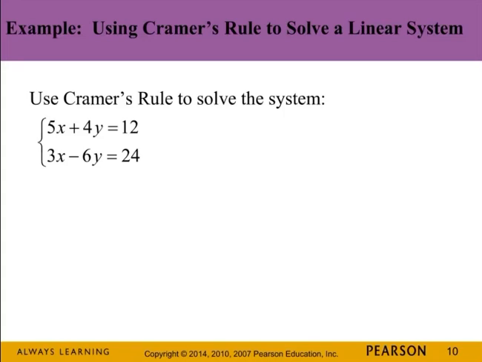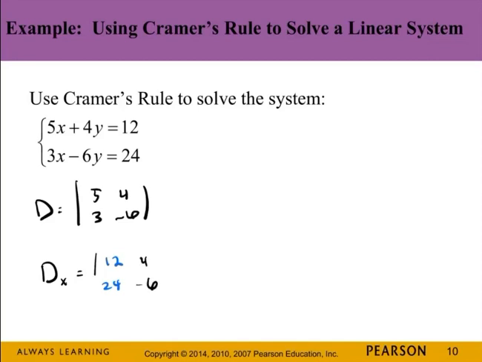So we have our coefficient matrix, this 5, 3, 4, and -6. We're going to find that determinant. Because I think the way it's called in later examples, we're going to call that capital D. And then this next part we're going to call D sub x, where we replace that first column with the solution matrix. So we got this 12, 24, and then the 4, -6 persists. We're going to find that determinant.